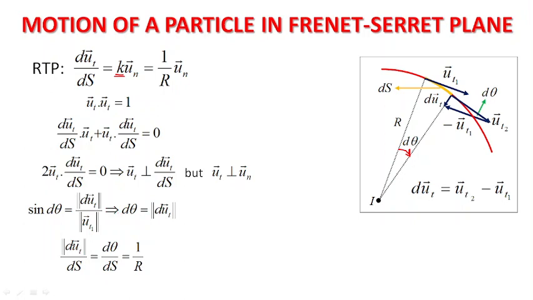Now, the magnitude of dut by ds equals d theta by ds. We know that the length of the arc is equal to the angle multiplied by the radius. ds equals r d theta. Therefore, d theta by ds equals 1 over r. Therefore, dut by ds equals k un equals 1 over r un.